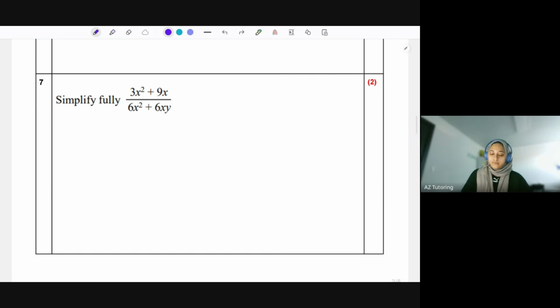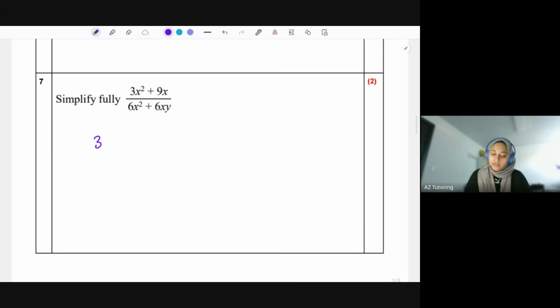Okay, moving on. So simplify fully, we've got an algebraic fraction here. So what you need to do is pull out numbers on the top and bottom, and hopefully something will cancel with each other. On the top, the common number we can pull out is 3 because 3 goes into both 3 and 9. And we can pull out 1x because there's an x squared and there's an x. So the maximum amount I can pull out is just 1x.